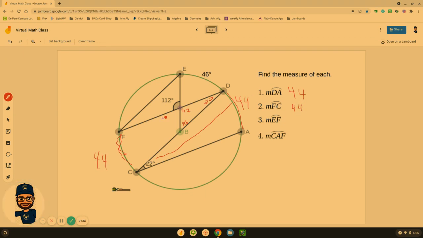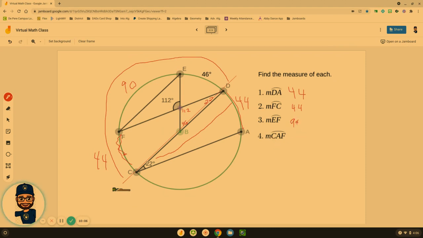Well, what about E to F? E to F. Well, this is where we've got to notice that we've got a semicircle right here. And I'm drawing the line off a little bit, right? There's a semicircle. So from this all the way down here to C, from D to C, it has to be 180. I've already got 44 and 46, which is 90. And if that's 90, that means that this would also have to be 90.